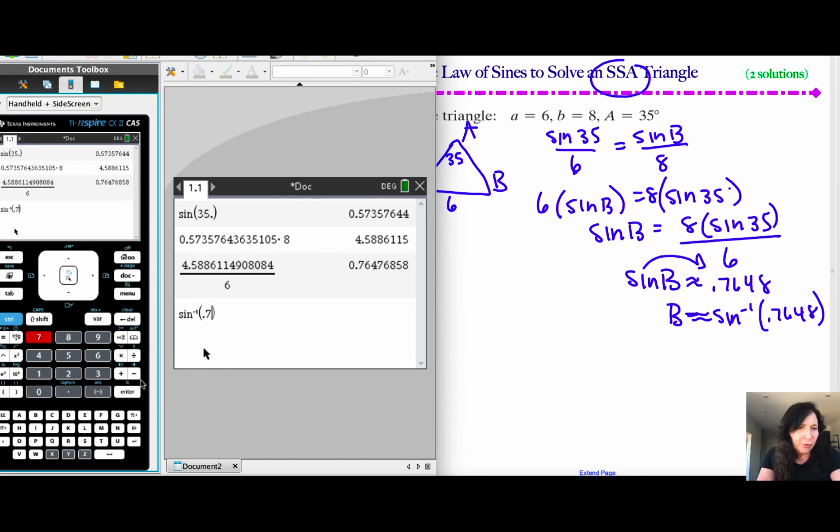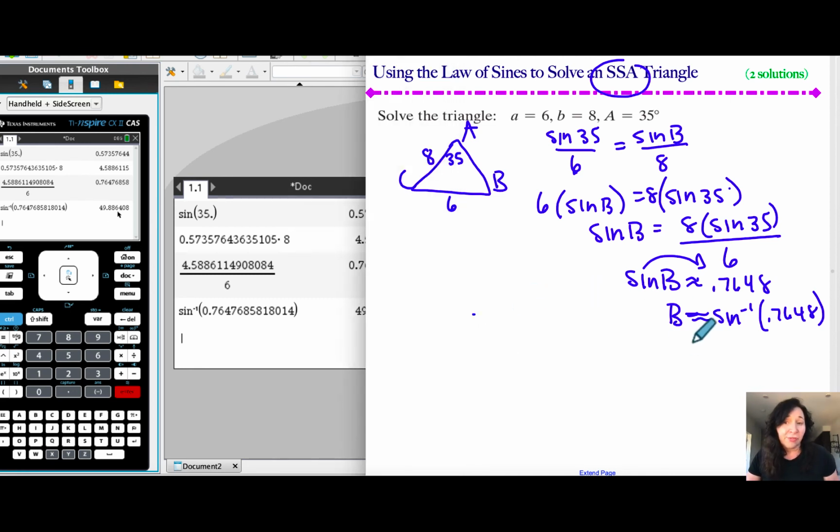Actually, I don't want to even write that. What I want to do is just type in what I had from the answer right here. So I'm going to go control answer, and that should type that in. So where is sine 0.7647? See how it took all those numbers? We want that. It'll be more specific. So it's about 49.9 degrees. So that means angle B is about 49.9 degrees.